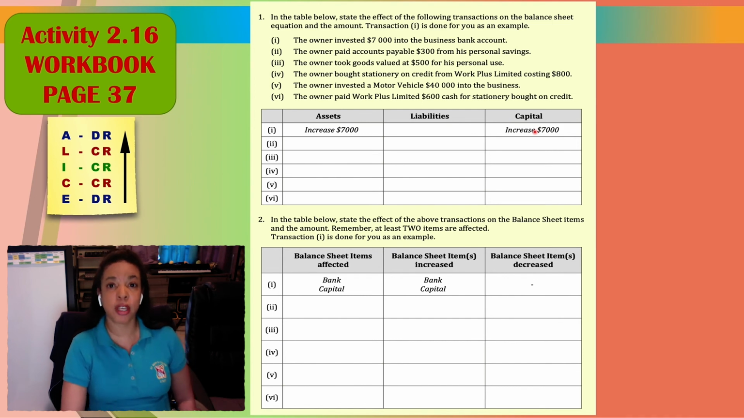This one they're asking for the amounts, so increase by $7,000. The next account that was affected is the bank account. Bank is an asset, so you go to the asset column, and did it increase? Yes, it increased. How much did it increase by? $7,000. Increase 7,000, increase 7,000. So you go to the next one, you identify accounts payable, personal savings.